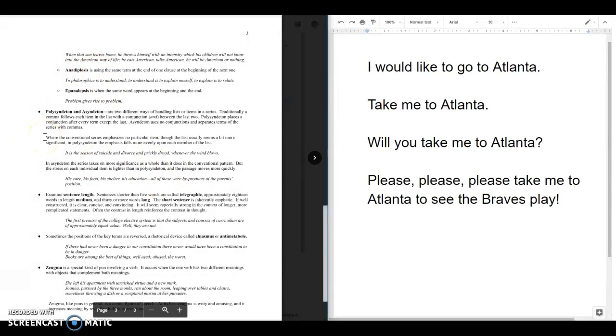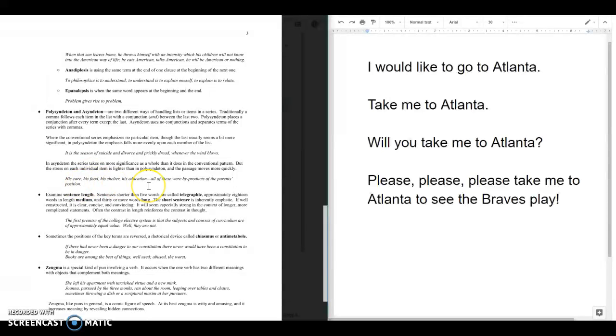Again, polysyndeton is when you have a sentence with a list of items, and usually you would put a comma after each item in the list, but instead you use a conjunction. So the example here reads, "It is the season of suicide and divorce and prickly dread." Usually you would have a comma after each item in the list, but instead you would use "and" to connect each item in the list.